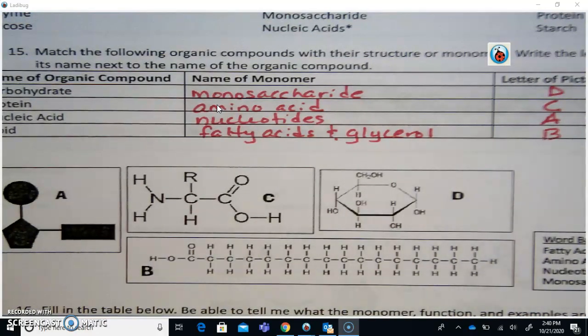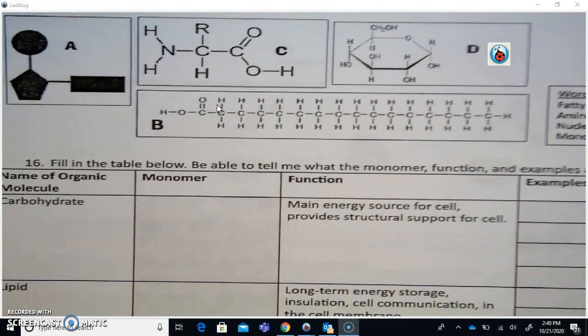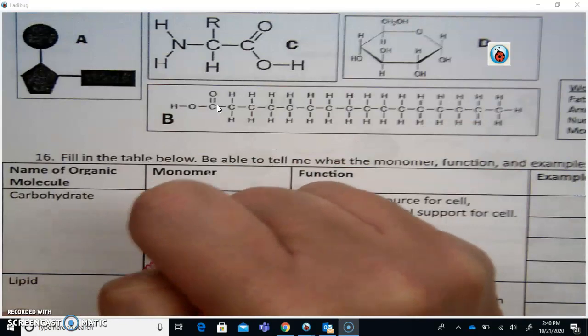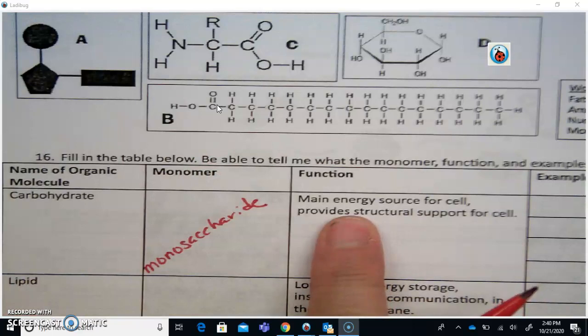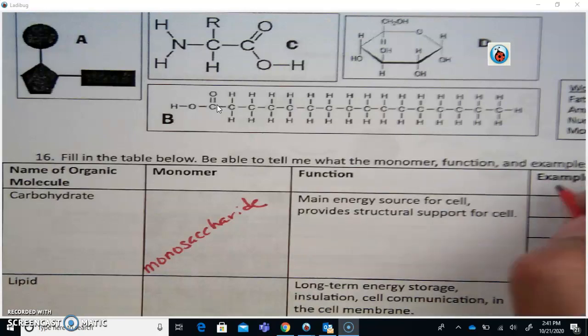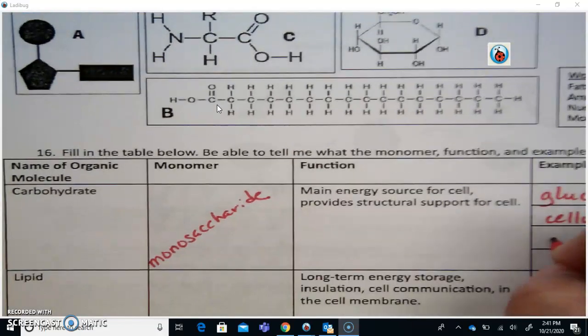So again, in number 16, fill in the table below. Be sure to tell me what the monomer, function, and examples are for each biomolecule. So again, for carbohydrates, the monomer is monosaccharide. Again, it's the main source of energy for the cell. It also provides structural support for the cell. Some examples include glucose, cellulose, glycogen, and starch.